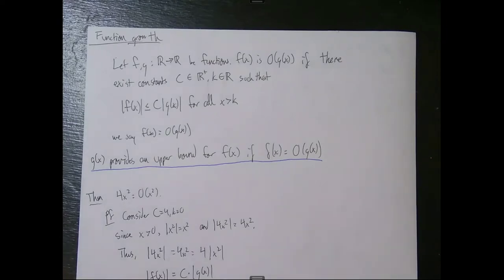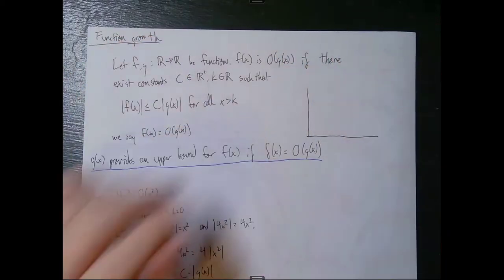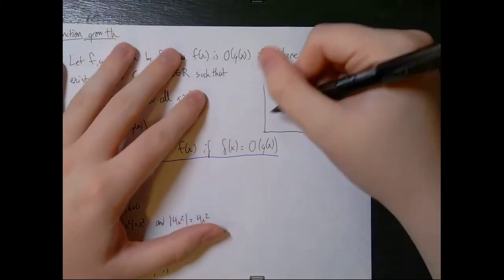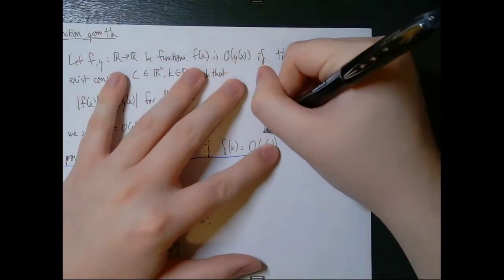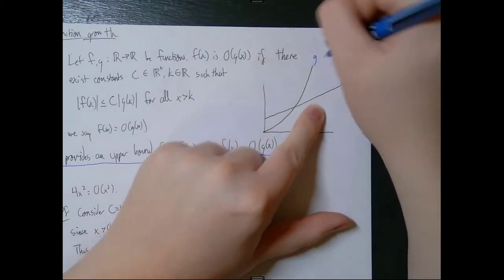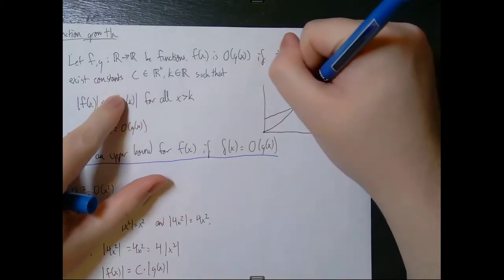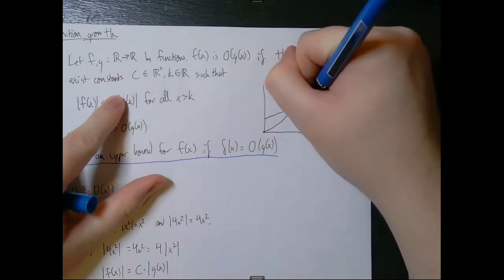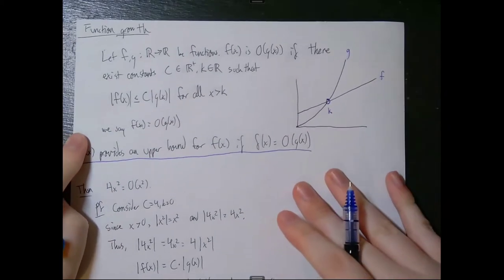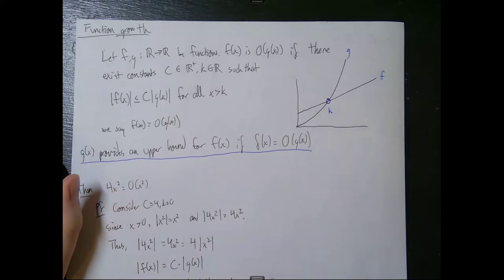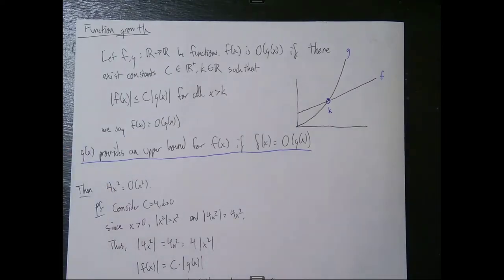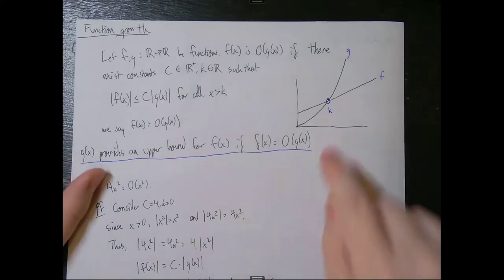For example, we can take a look at two functions. I've talked about how much I hate using graphs as examples, but I'm going to do it for this one. Let's say we have a linear function like this, and a quadratic function that looks like this. So this is our f, and this is our g. If we let this point be k, we'll notice that g of x is always greater than or equal to f of x after our point k. So in the extreme long run, g is going to be an upper bound for f.